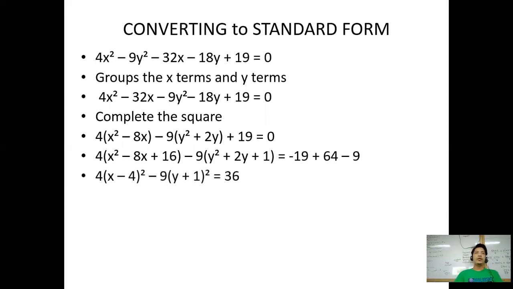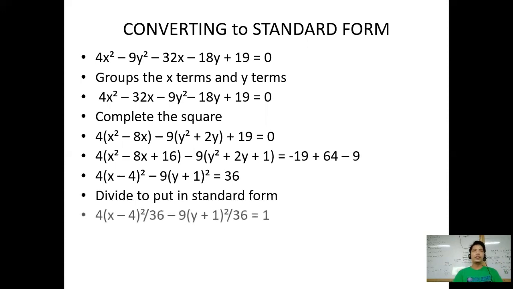So yun nga, kinuha po yung ating perfect binomial. So yung x minus 4, tapos sa kabila naman yung y plus 1. So dito, malapit na natin makuha yung standard form. Di ba dapat ang standard form natin is equals to 1? So dito, dahil doon, kailangan natin i-divide both left and right term sa positive 36. Okay, so both left and right side yan ha.